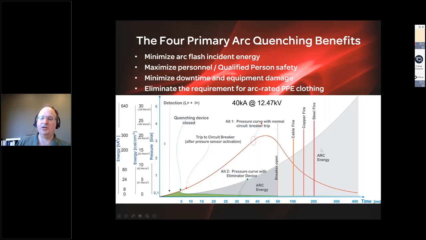So this gray energy is the thermal or the burn risk. The red line here is the arc blast, the pressure curve. And we can see that the peak pressure, which can collapse eardrums and lungs, is reached before the breaker opens.